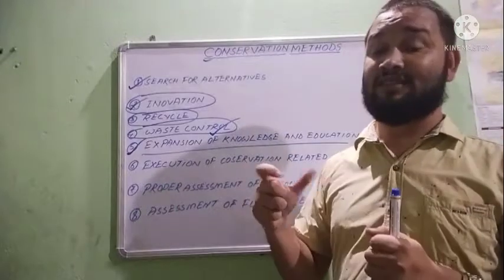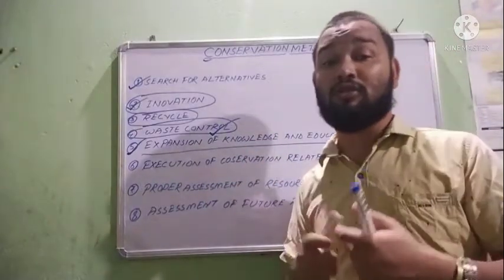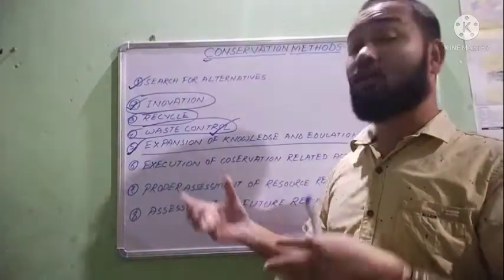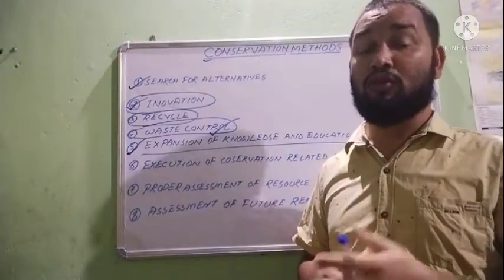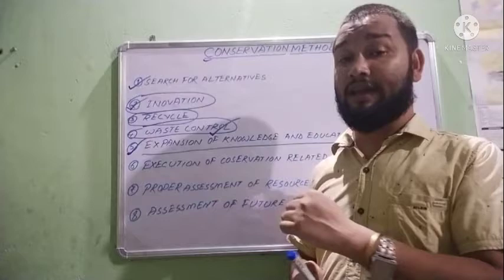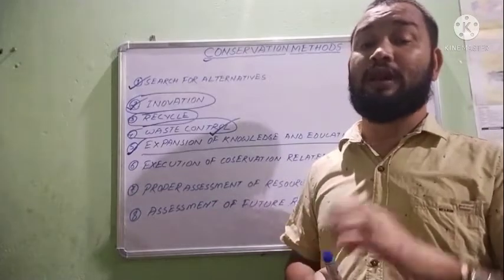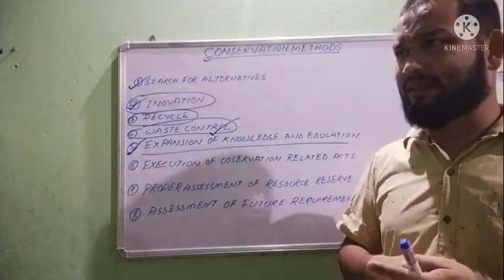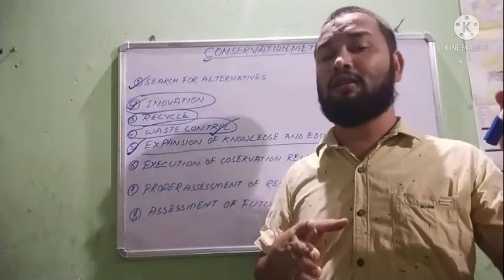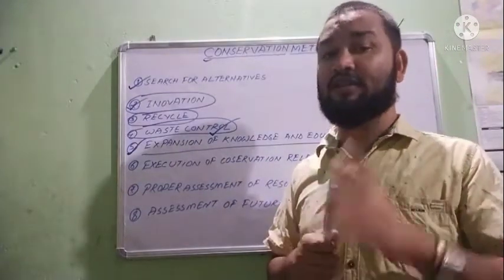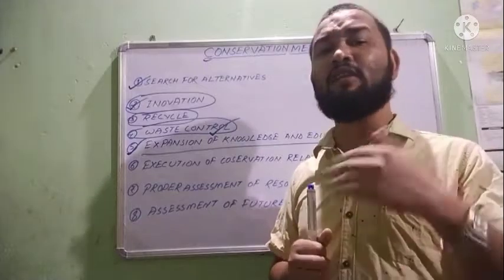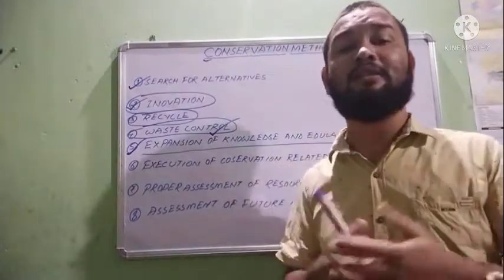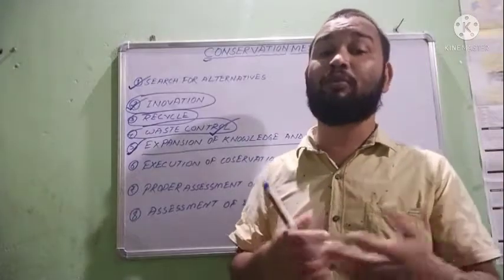So all the acts, rules and regulations prepared by the government to conserve the natural resources should be properly executed. Then only can the resource be conserved. A simple example: poaching in the national parks is strictly prohibited, but it is still going on in Assam. You can see the one-horned rhino is killed every day by poachers.